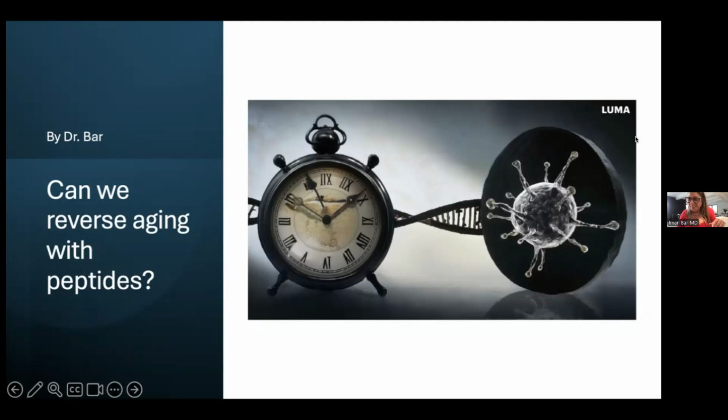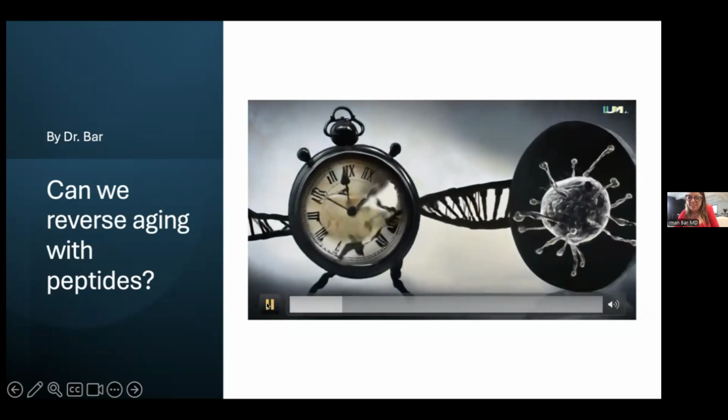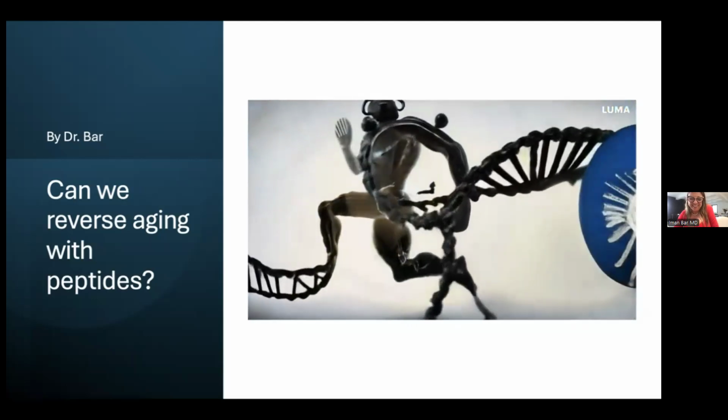So I just created something. This is the Dr. Halasta got me into AI, or got me to somebody help me with AI. So I just made the first picture. Hi everybody, it's Dr. Barr. We've been chatting earlier. Sorry. But I created a cell with a nucleus and the DNA, and then I'm trying to reverse the time. So I just created this with AI yesterday.